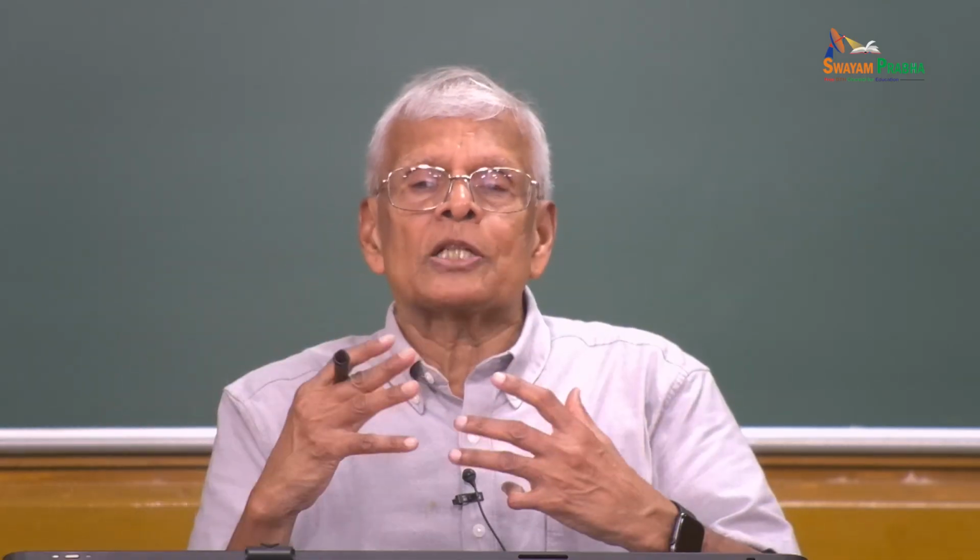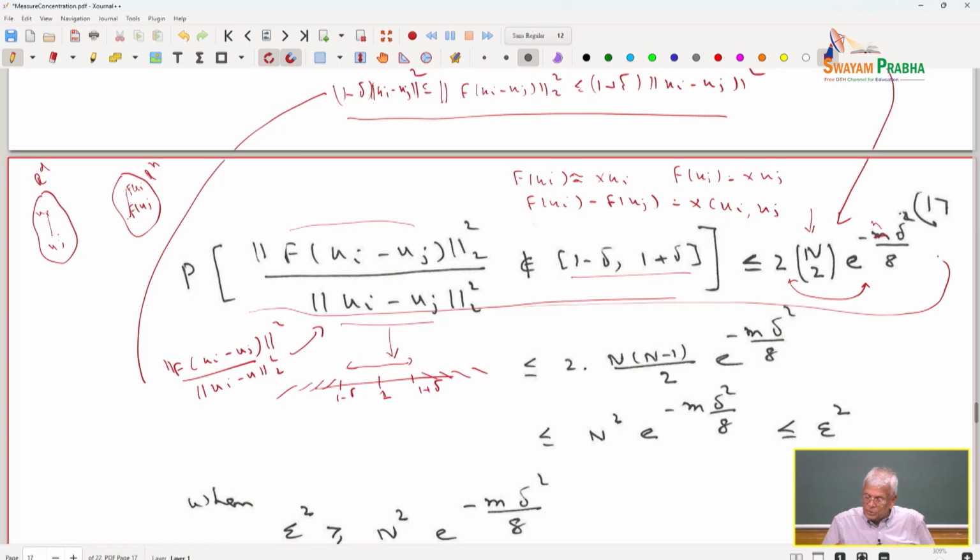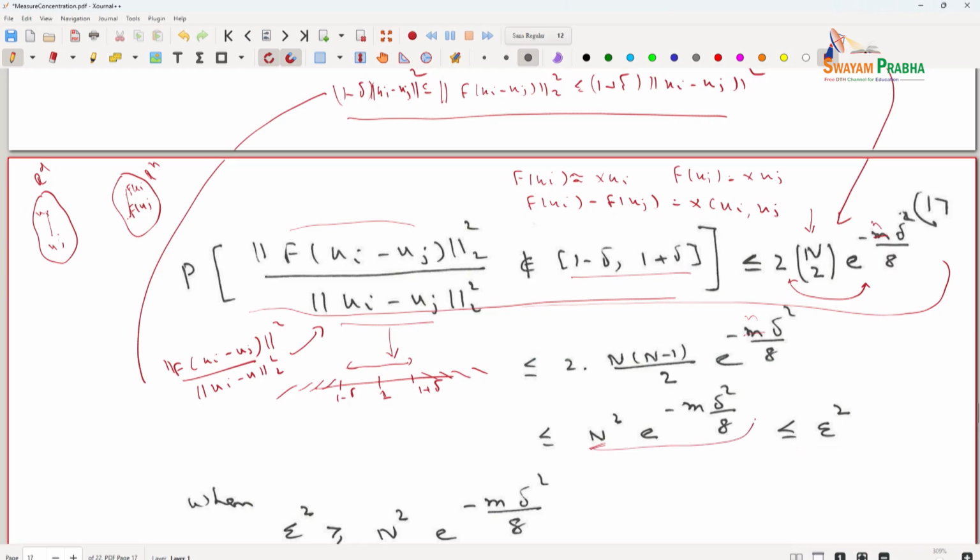It is the sum over all possible pairs, because I want all the possible pairs to behave in the same way. So the notion of the union bound comes in. NC2 is n times n minus 1 by 2. This is e to the power of minus n delta square by 8. This 2 gets cancelled, and n times n minus 1 is less than or equal to n square. So this quantity is what I am interested in, and I would like this quantity to be very small.